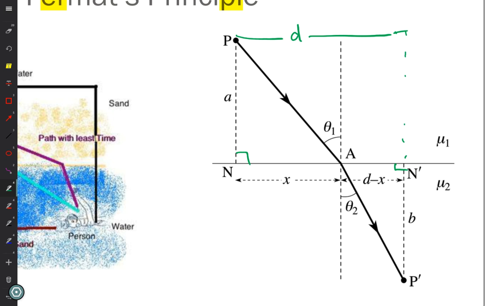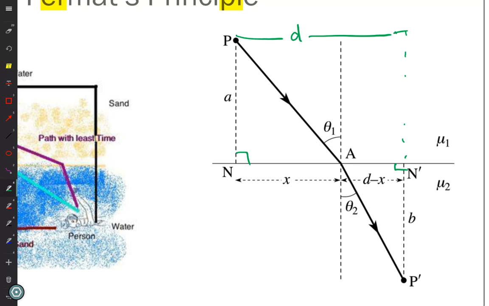What's the point of this? We want to find what path is going to be the quickest. So everyone here is taking calculus. If I want to minimize something, what do I do? Take the derivative, set equal to 0. So I need to have a function that I can minimize, a function that I can take the derivative of and set it equal to 0.